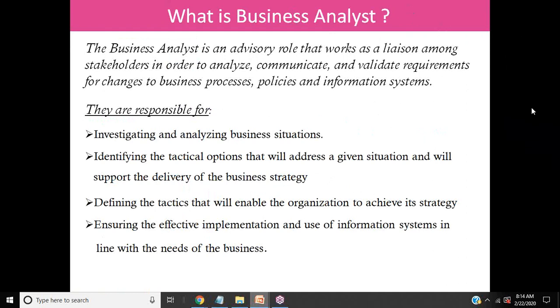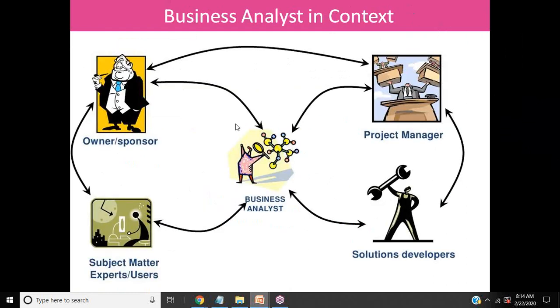So let's try to understand this more with the help of an image. As you can see, this is a business analyst, and this business analyst is connected with the owner or the sponsor. The owner or sponsor could be a client, we can say. It's a connecting point between owner and sponsor.